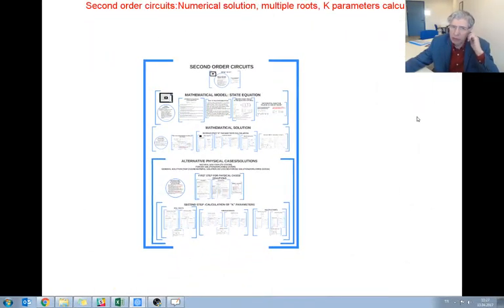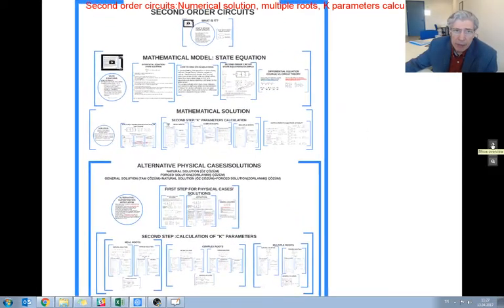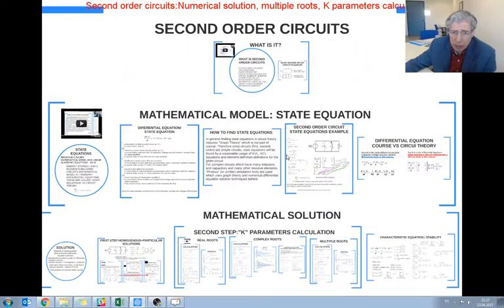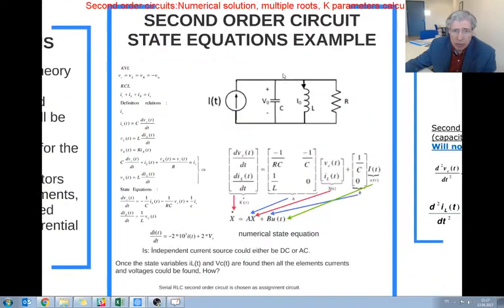Let me explain where we were and what we will be doing. We are dealing with second order circuits, and we have found a mathematical model of these second order circuits on an example. That was our example circuit, the parallel RLC circuit. The corresponding mathematical model is this differential equation. This is an ordinary differential equation. So the next step is how to calculate that.